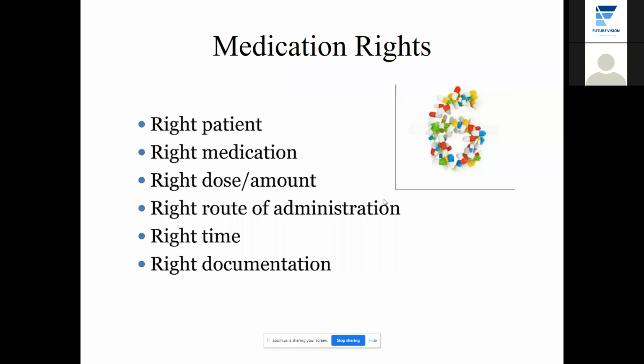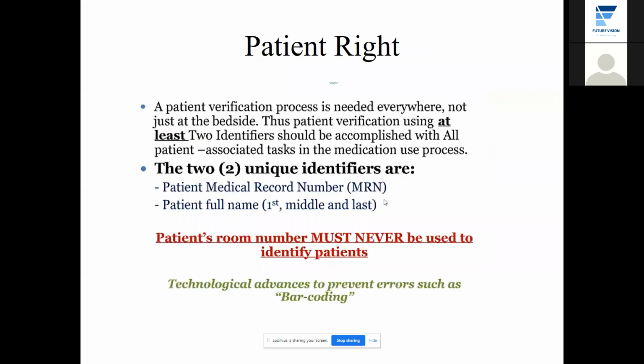We also need to be careful about the medication, right? The right medication, right patient, right dose, the amount, right route of administration, right time, and right documentation. Patient right: identification of the patient is always to be done by two, always relying on the order number, not relying on the name or the room number. Be careful about this point.